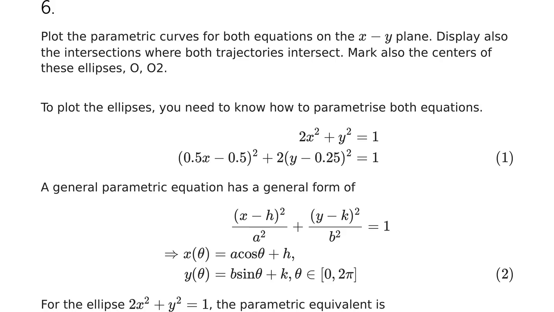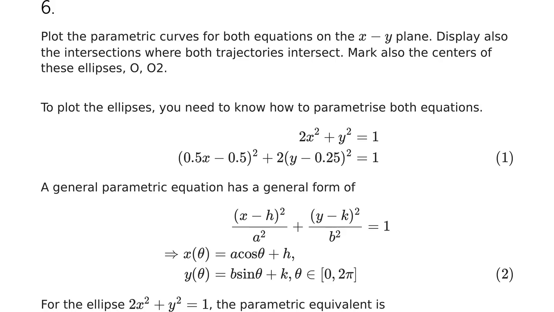For our first ellipse, given by 2x squared plus y squared equals 1, we can rewrite this as x squared over the quantity 1/2 plus y squared over 1 equals 1. This tells us its center is at (0, 0). Its semi-axis a is 1 over the square root of 2, and semi-axis b is 1. So, its parametric equations are x of theta equals cosine of theta divided by the square root of 2, and y of theta equals sine of theta.